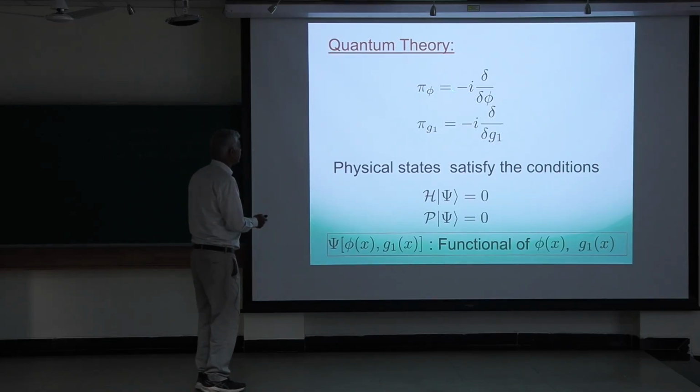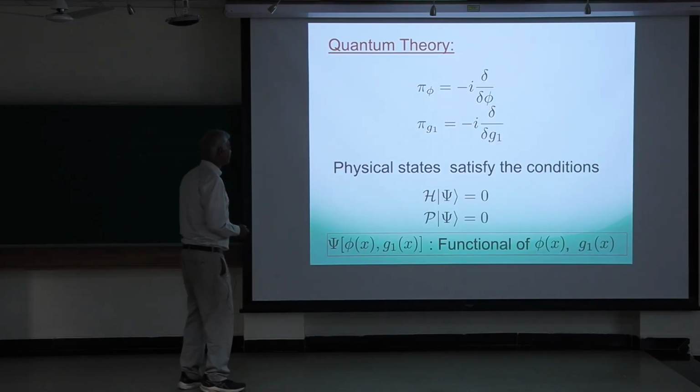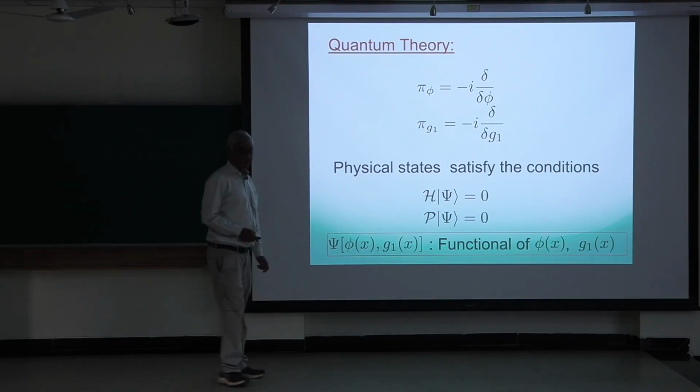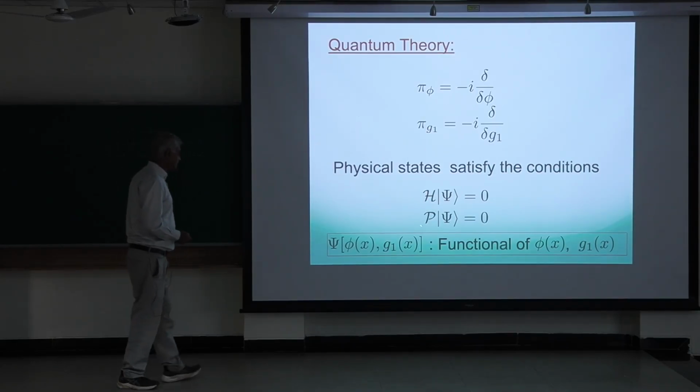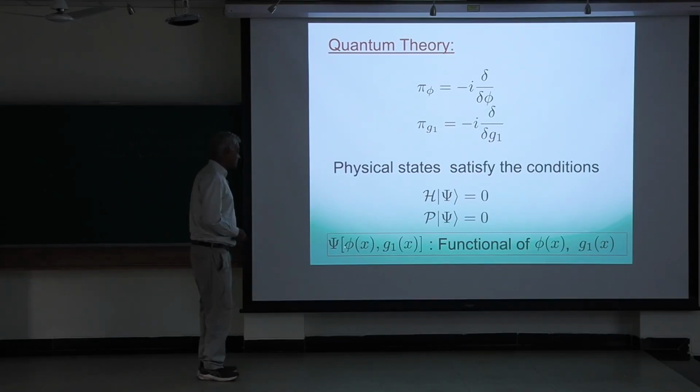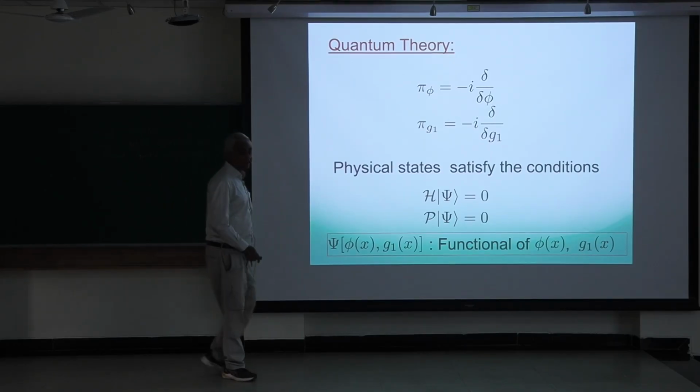And then the conjugate momenta are functional derivatives. Now the physical states must be annihilated by these constraints, okay? And so the task is to find all states which meet the Hamiltonian and momentum constraints, which are wave functionals of phi and G1.